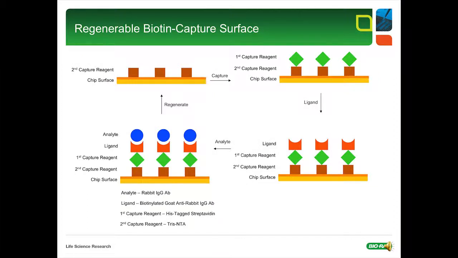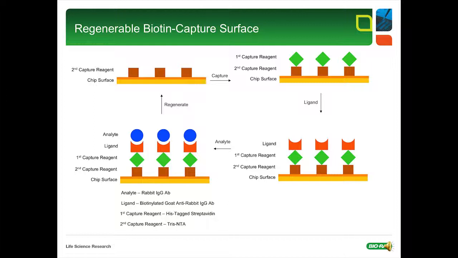Okay, let us move to the next technique. We call it Regenerable Biotin-Capture surface. As we know, Biotin-Capture is the very commonly used capture method in SPR experiments. It means you covalently link streptavidin or neutralavidin to your sensor chip surface, and then use streptavidin or neutralavidin to capture biotin-related ligand samples for the following interaction analysis with the analytes.